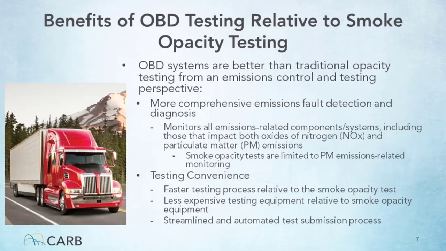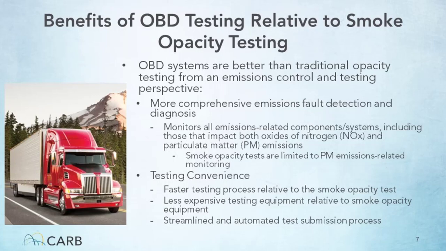Compared to the traditional smoke opacity testing that has been used as heavy-duty vehicle compliance tests as far back as the 1990s, the OBD system provides more comprehensive information about the vehicle's emissions control system, enabling enhanced detection of emissions-related issues. For example, the OBD system monitors all emissions-related components, including those that impact both oxides of nitrogen and particulate matter emissions, whereas the smoke opacity tests only relate to particulate matter emissions.